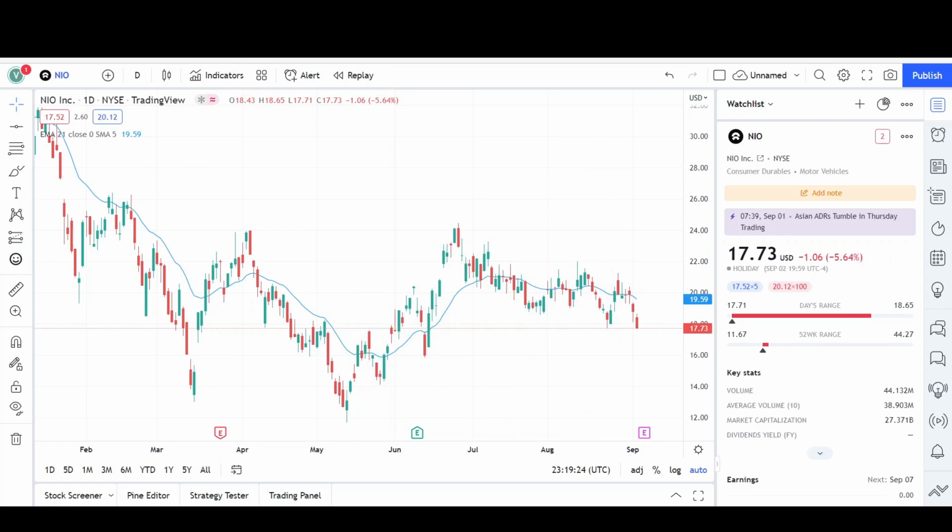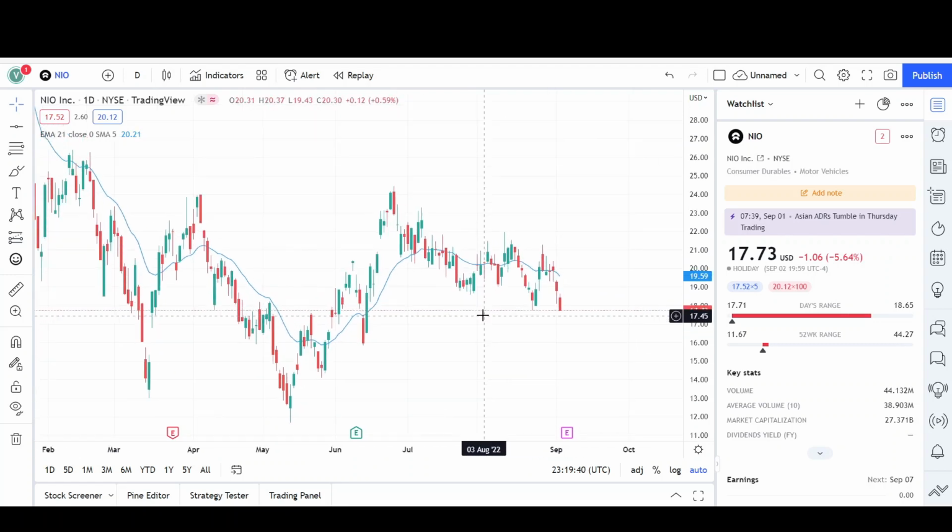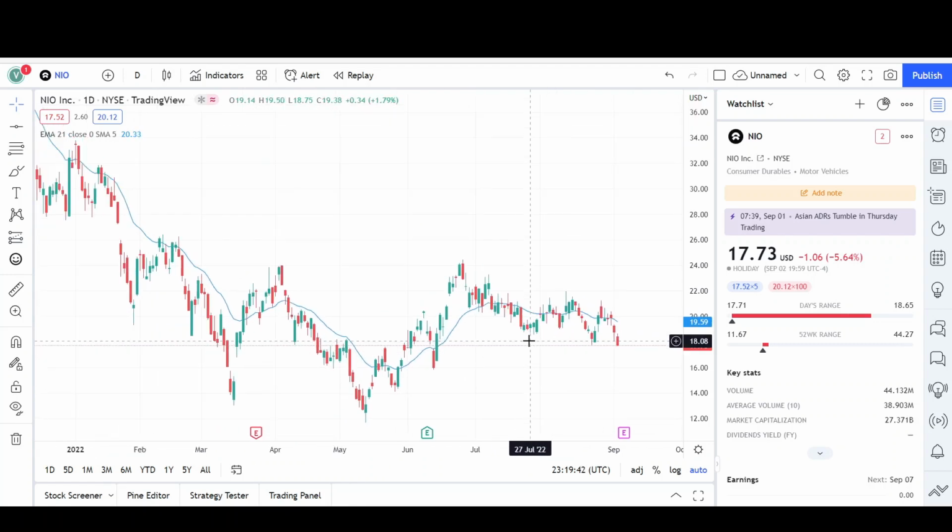I will first go over what I see in the daily chart and finish the video off with the weekly chart. So this is a crowd favorite stock, so might as well look at it because I haven't seen the chart in quite a long time. So what is NIO doing?